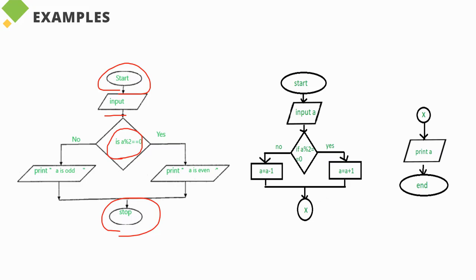So if it is yes, as you see here, this is the decision making symbol, the rhombus. And then if it is yes, then we are going to print A is even. This is the output here, right? So output is given in the parallelogram. If it is no, then you print it as odd.